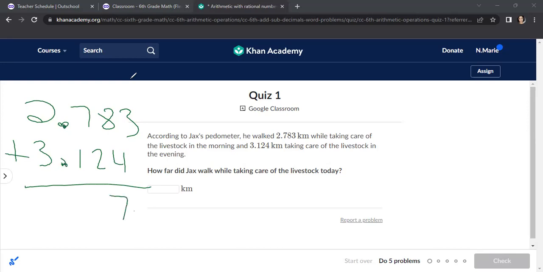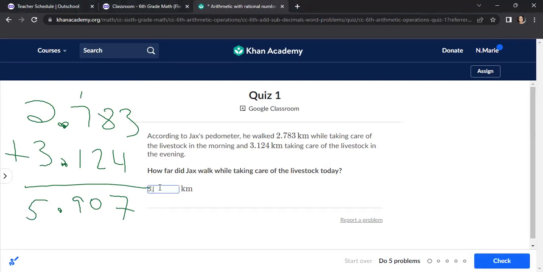Okay, 4 plus 3 is 7. 8 plus 2 is 10. 7, 8, 9. Decimal is here. 5. So he walked 5.907 kilometers.